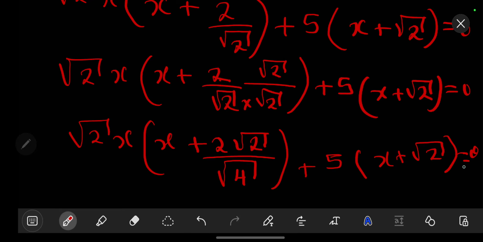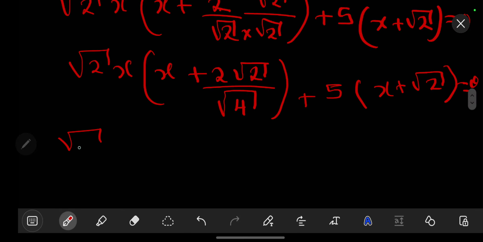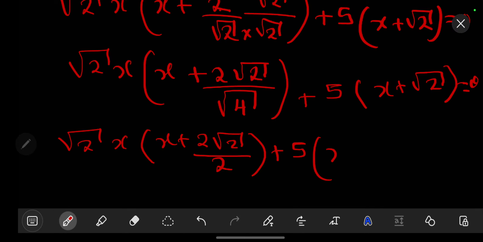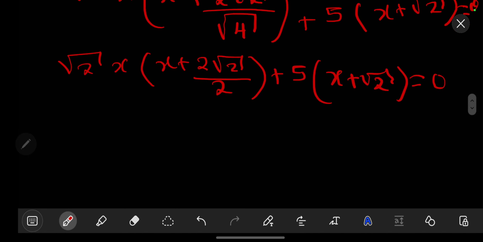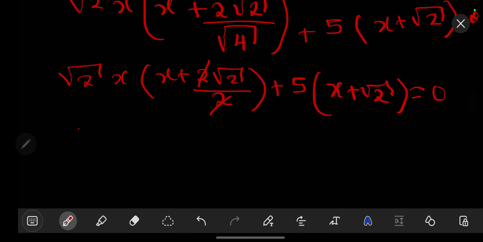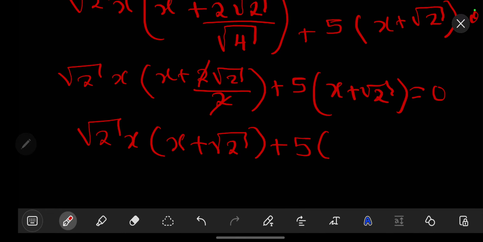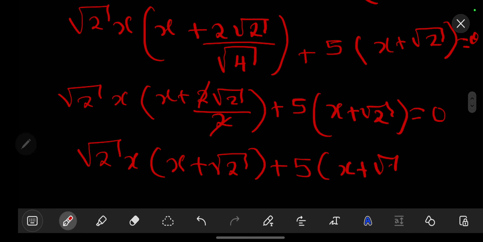should be equal to 0. So after doing that, you are remaining with square root of 2, x outside. We have x plus the 2 square root of 2 over the square root of 4, which gives you 2. Then we have plus our 5, then we have our x plus the square root of 2 should be equal to 0. You will find that by doing this, this one goes, and we are going to have similar brackets. So we have our x plus our square root of 2, then plus our 5, then we have our x plus the square root of 2, which should be equal to 0.